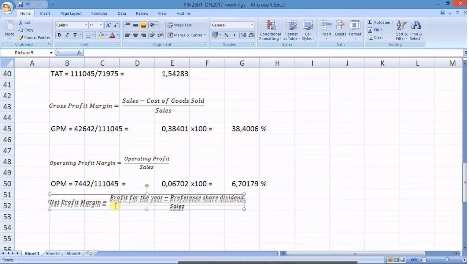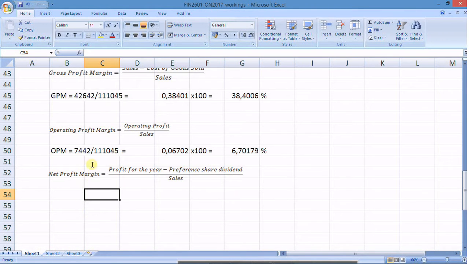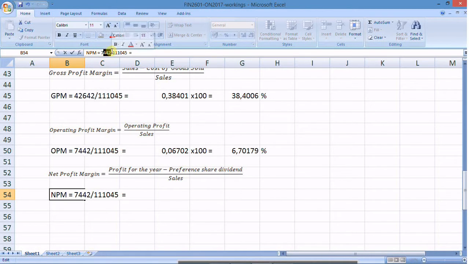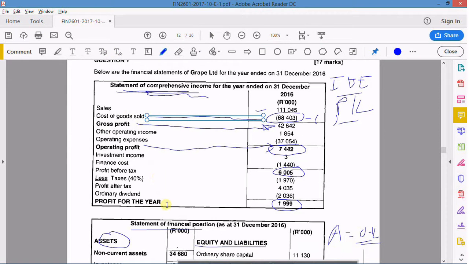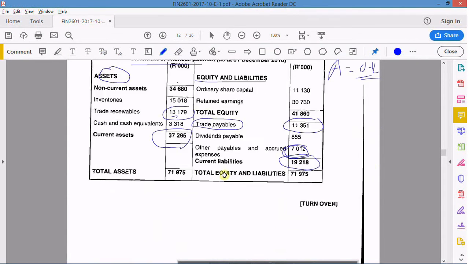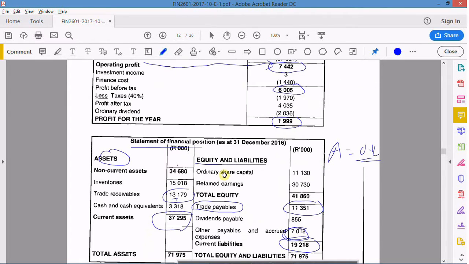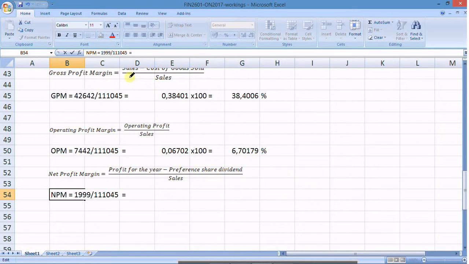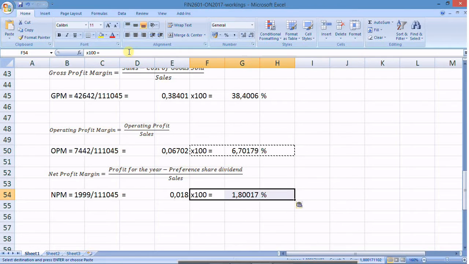Okay, net profit margin, NPM. We need the net profit, so this numerator needs to change. The net profit is this, profit for the year, 1,999. There's no dividend here. They didn't say anything about a dividend, so no need for a dividend. So it's just that, minus 0. You don't have to show the 0, but if you want to, you can. You'll get that, and then times by 100 gives you 1.8%.